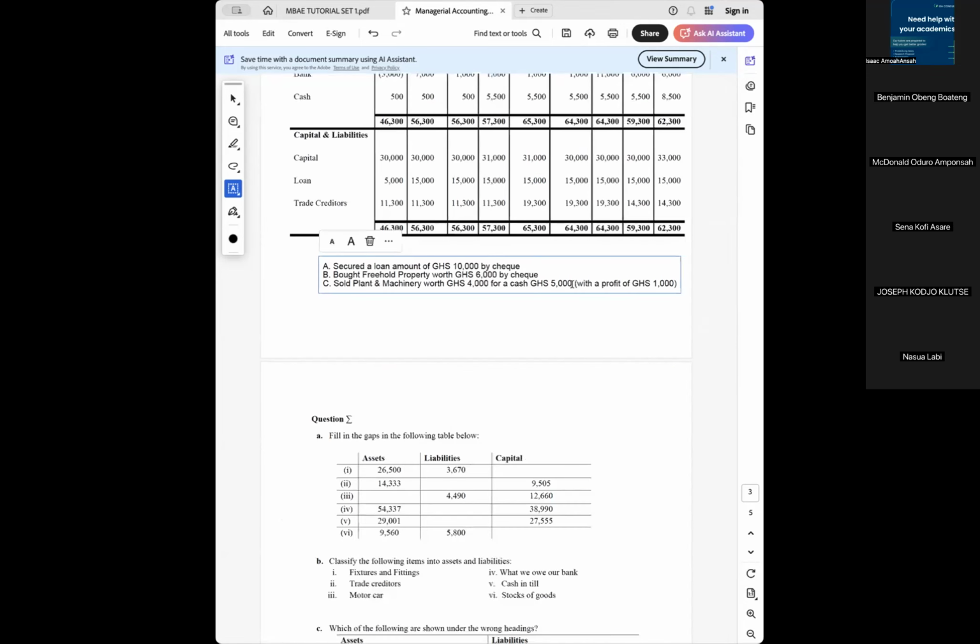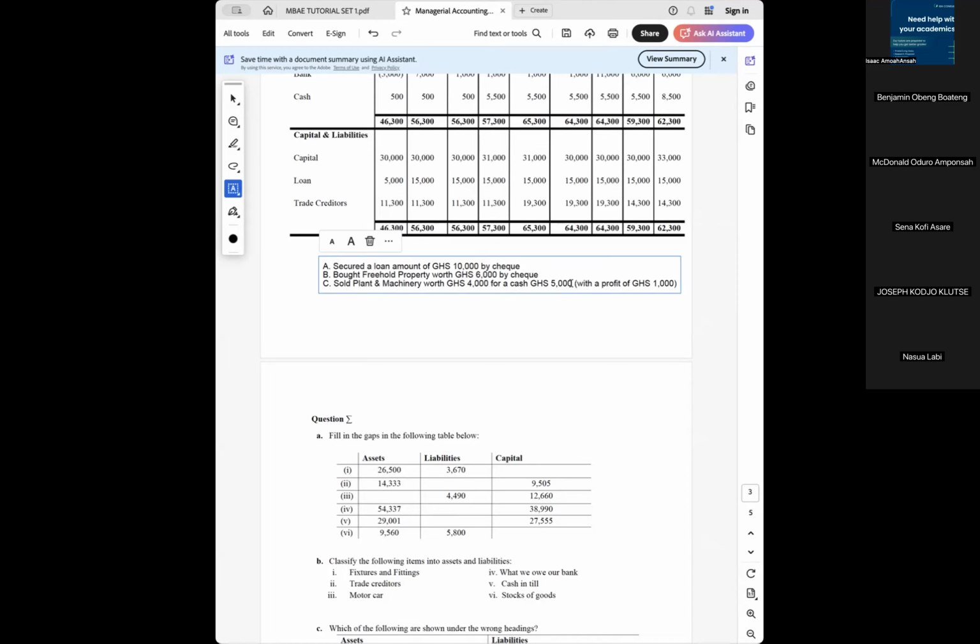So we could end our transaction here. Instead of adding with a profit of something, you could just have ended the transaction down here. All right? Sold plant and machinery worth 4,000 for a cash of 5,000. Plant and machinery was sold for 5,000 Ghana cedis cash, but cost the business 4,000. That's a probable transaction, right? All right. Who can state this in a different way to mean the same thing?